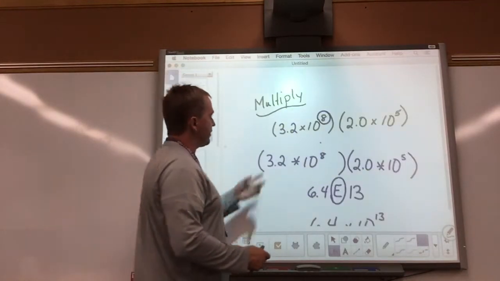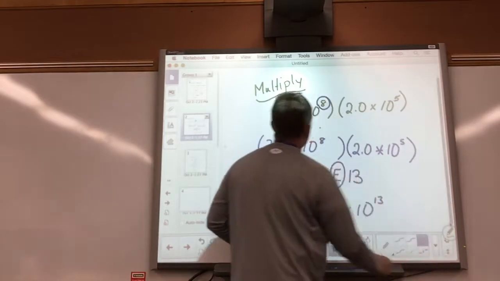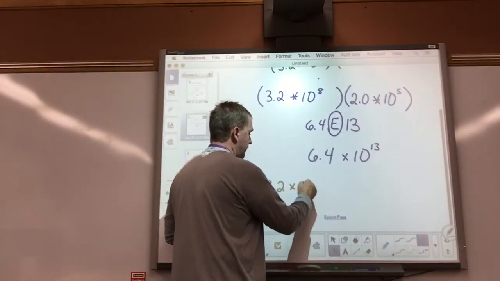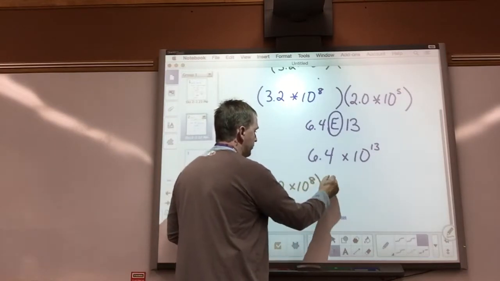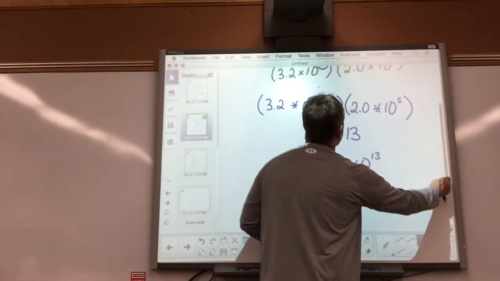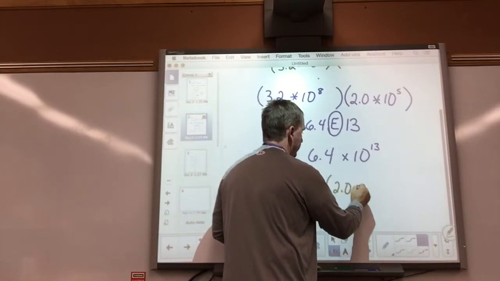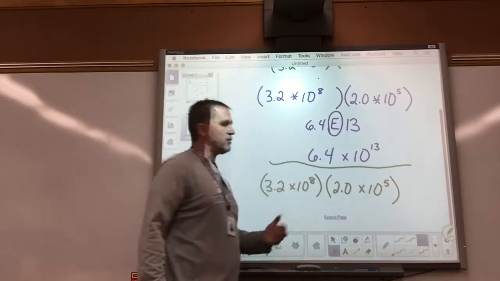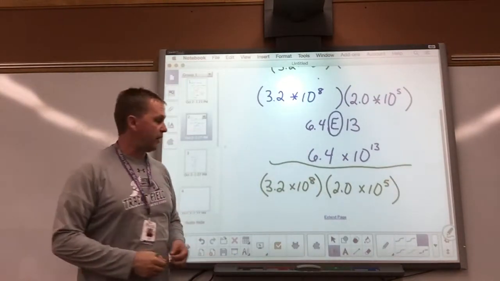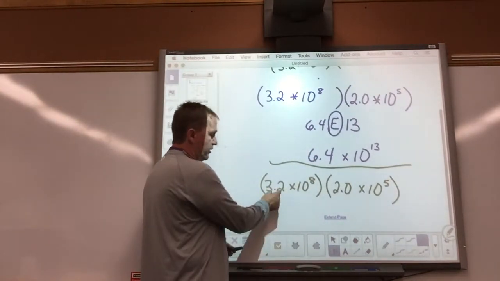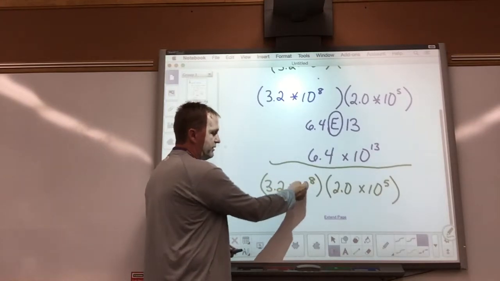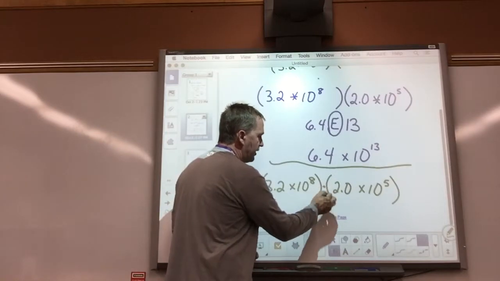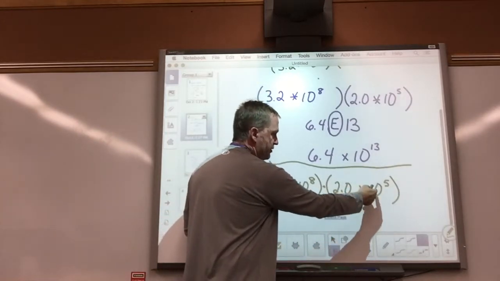So if we go back here to this problem, we take 3.2 times 10 to the 8th, and we want to multiply that by 2.0 times 10 to the 5th, and let's say that our challenge was we'd really like to multiply this, and we don't want to use a calculator. Well, if you look at this, here's the number 3.2, there's a multiplication. 10 to the 8th is a number, it's just written in a little bit different form. We also have multiplication here. 2.0 is a number times 10 to the 5th.